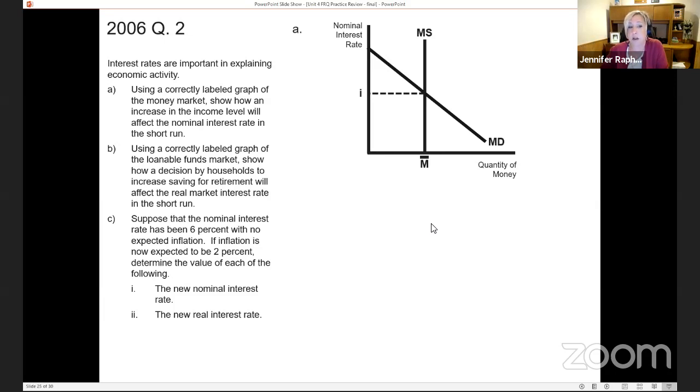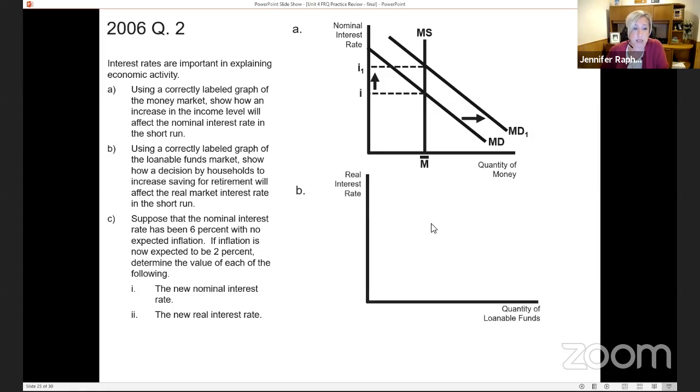And then if there's an increase in income, we know that's going to come with an increase in the desire to purchase goods and services, which is going to lead to an increase in the transactions demand for money. That's going to lead to an increase in the nominal interest rate. Part B says, use a correctly labeled graph of the loanable funds market to show how a decision by households to increase saving for retirement will affect the real interest rate in the short run.